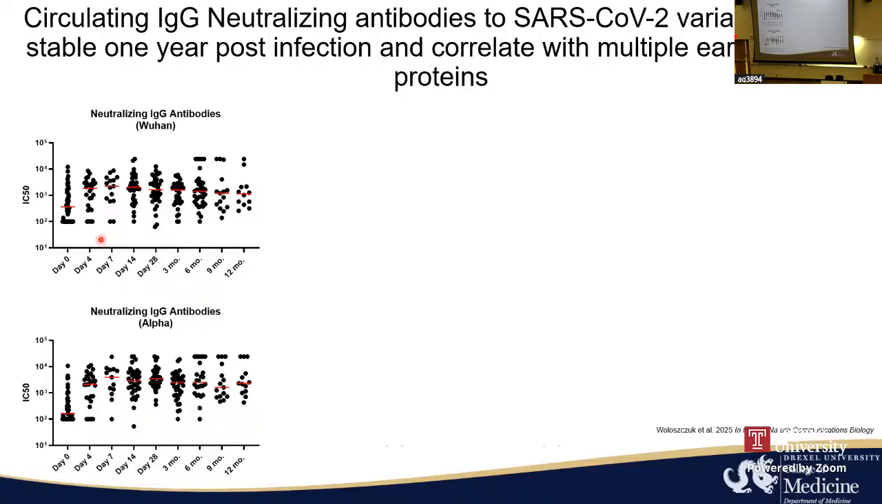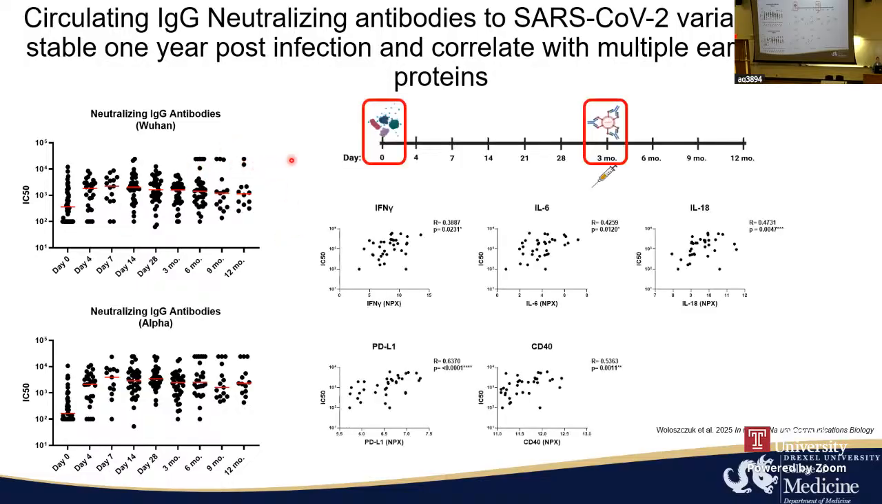Next, we looked at the circulating IgG neutralizing antibodies to SARS-CoV-2 variants. In this study, we looked at the variants Wuhan and Alpha. Over time, you can see that there's a sharp increase in the beginning. However, overall, it does remain steady. And once again, we're seeing this trend where participants are either high responders or low responders.